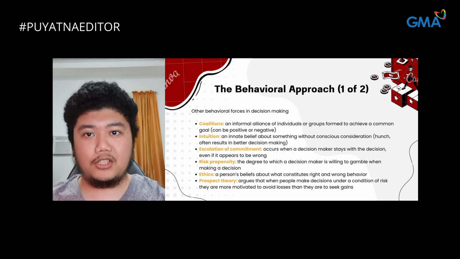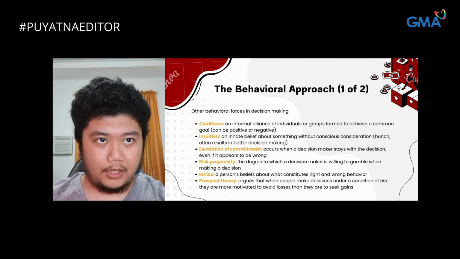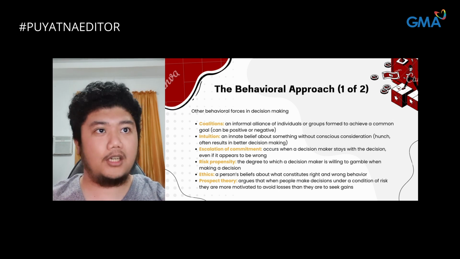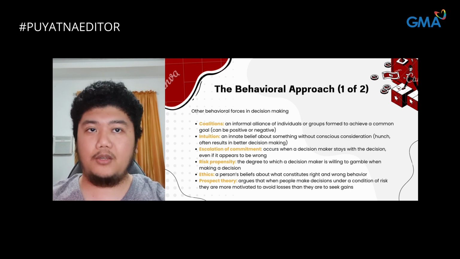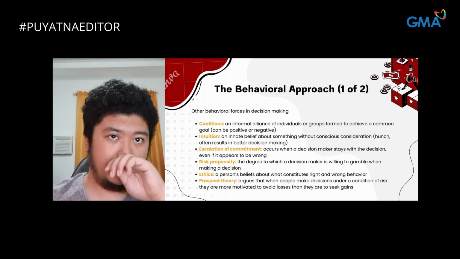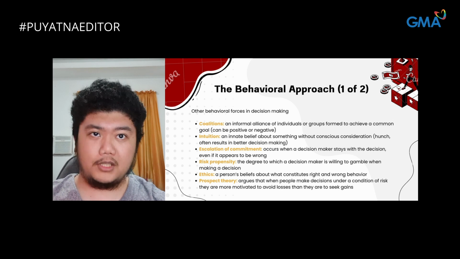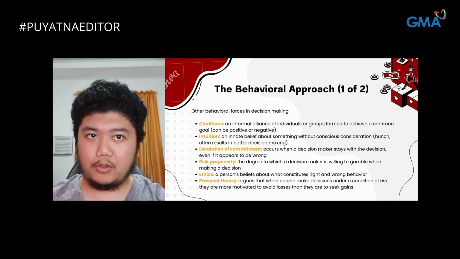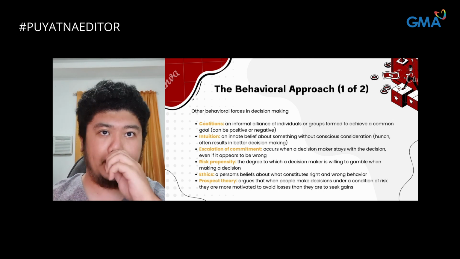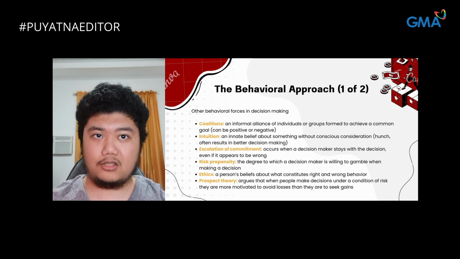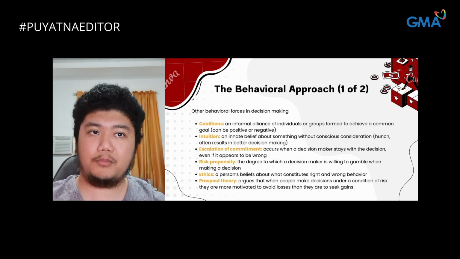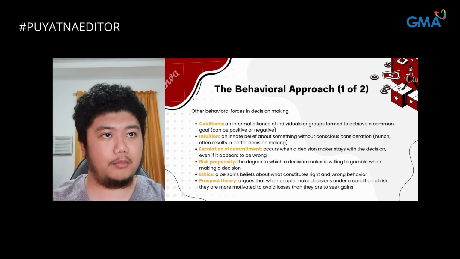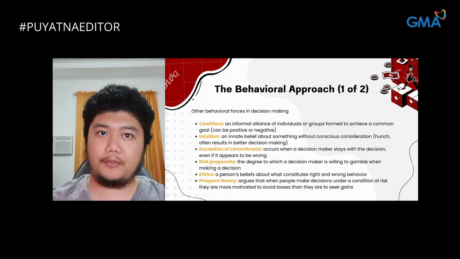Third, escalation of commitment. This occurs when the decision maker has a tendency to stay with the decision despite evidence of potential failure. Number four is risk propensity. This is the level of a decision maker's willingness to take risks or gamble while making a decision. Lastly is ethics, a person's beliefs or principles concerning what is acceptable or not in terms of conduct.